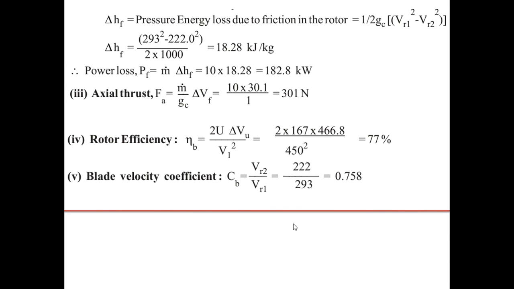Next is blade velocity coefficient or friction factor, that is K equal to VR2 by VR1, or I can say CB equal to VR2 by VR1. As both values are different, I will get some friction factor. So friction loss is around 25%. The blade velocity coefficient is 0.758.